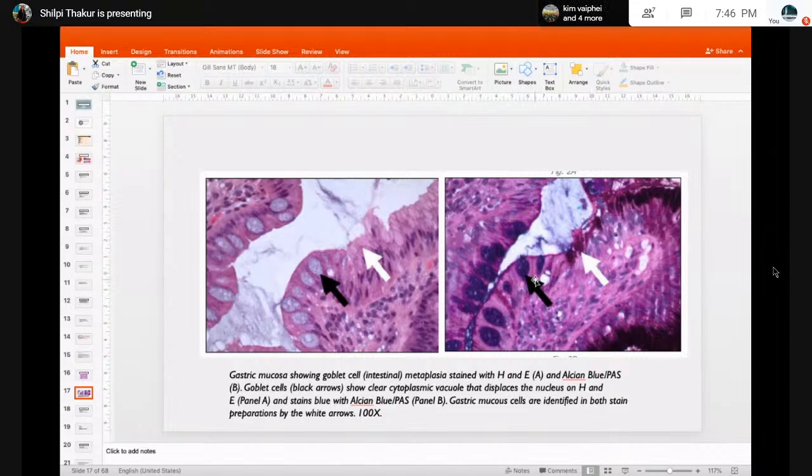When we do the PSAB stain, that is PS Alcian blue stain, we can see that these goblet cells, these mucin-rich cells, are stained blue. And here the mucus cells are stained magenta. Okay.